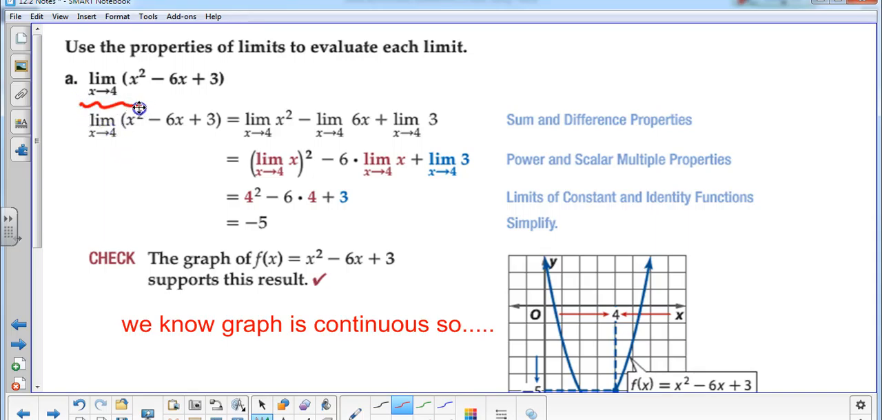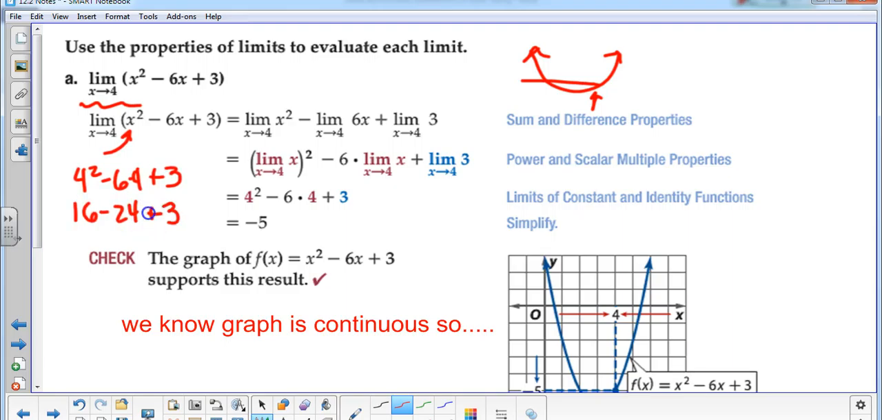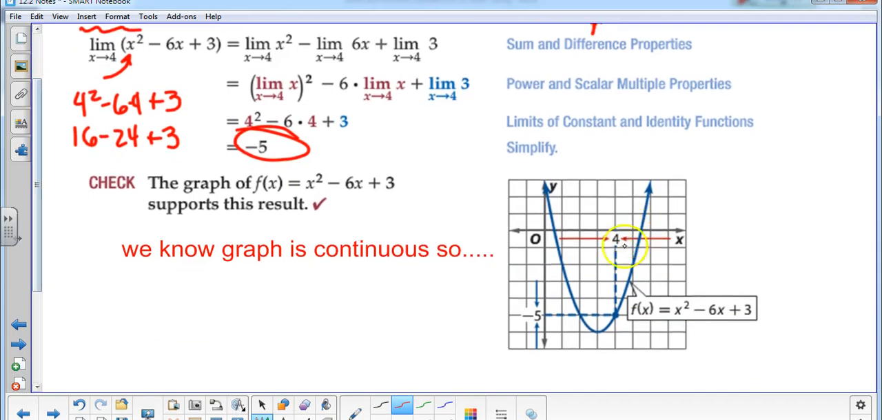Well, they want to know what's happening at or near 4. But if we know it's just a continuous graph, we know whatever the x value plugged in will give us the value of y at 4. So if we plug in a 4 here, now see, they use some crazy properties. But when they got down to the end here, they just ended up plugging in a 4. So if we do 4 squared minus 6 times 4 plus 3, we'd have 16 minus 24 is negative 8 plus 3 is negative 5. If we looked at the graph, at 4, the y value is down here at negative 5.